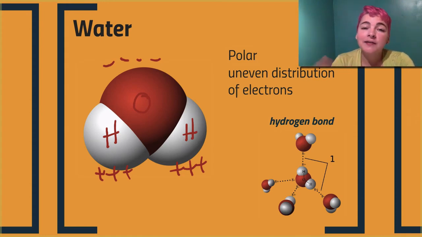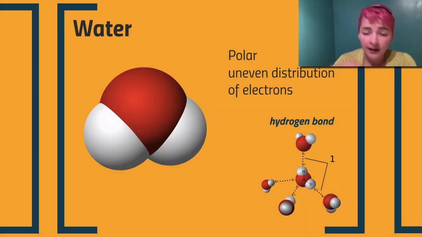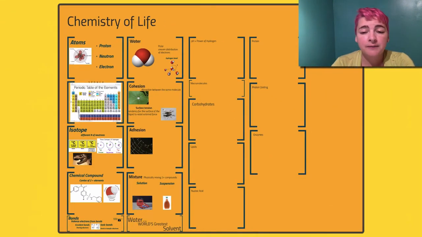Water molecules like to form hydrogen bonds. One water molecule can form 4 hydrogen bonds with other water molecules. Hydrogen bonds are weaker than covalent, and they form between the hydrogen of one molecule and the oxygen of another. These hydrogen bonds give water some pretty cool properties.